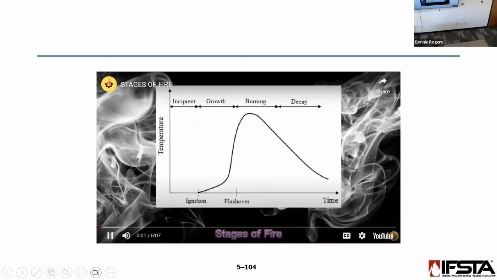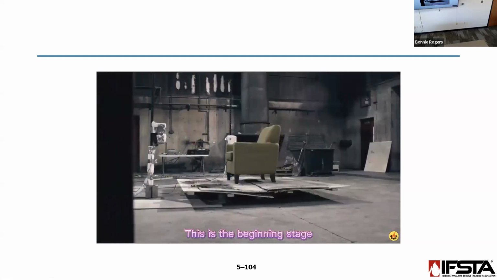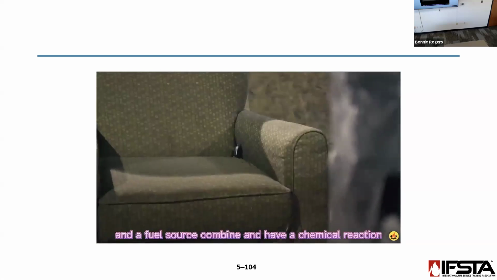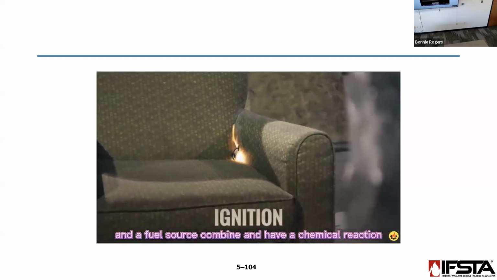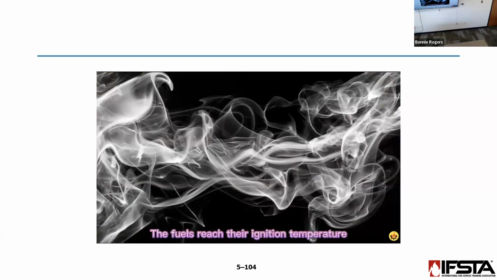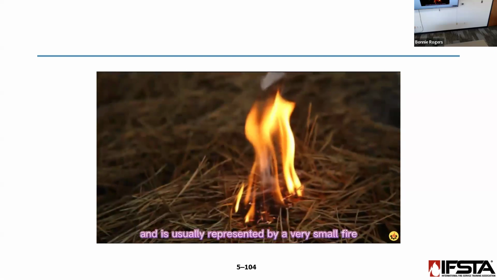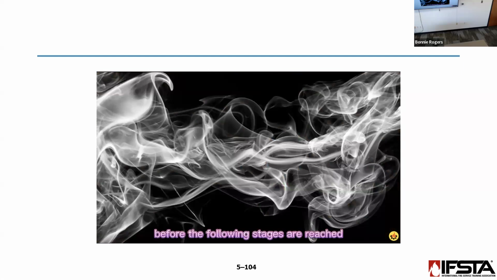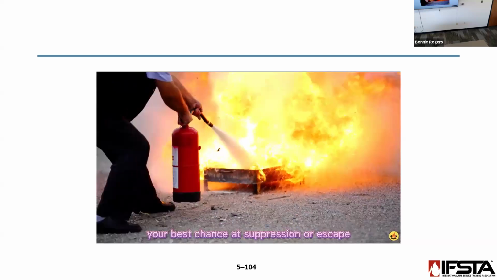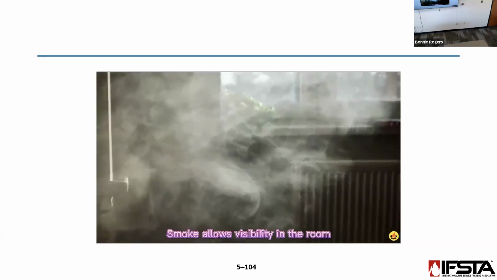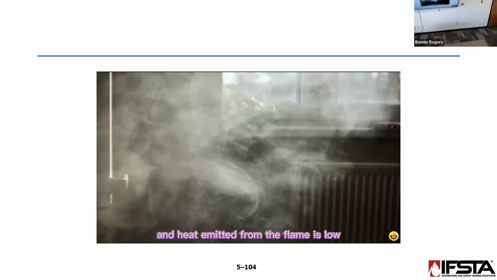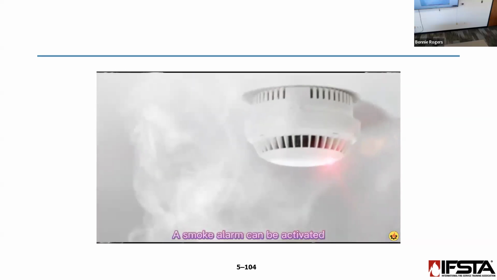So the stages of fire. Incipient stage is the beginning stage. It starts when heat, oxygen, and a fuel source combine and have a chemical reaction resulting in fire. The fuel reaches its ignition temperature and is usually represented by a very small fire which often, and hopefully, goes out on its own before the following stages are reached. Recognizing a fire in this stage provides your best chance at suppression or escape. Fires in this stage can be extinguished or controlled by portable firefighting equipment. Smoke allows visibility in the room and heat emitted from the flame is low. A smoke alarm can be activated.